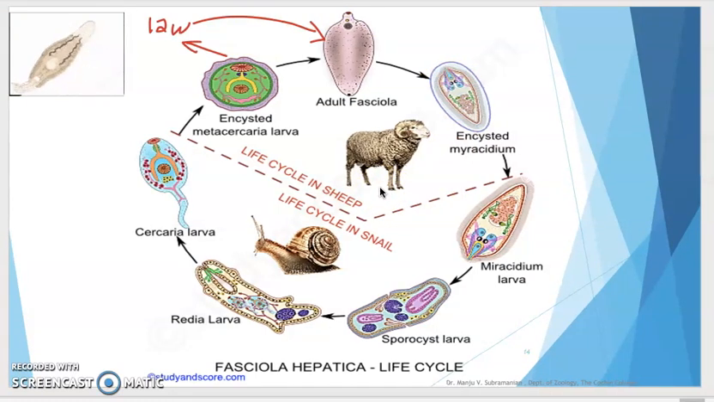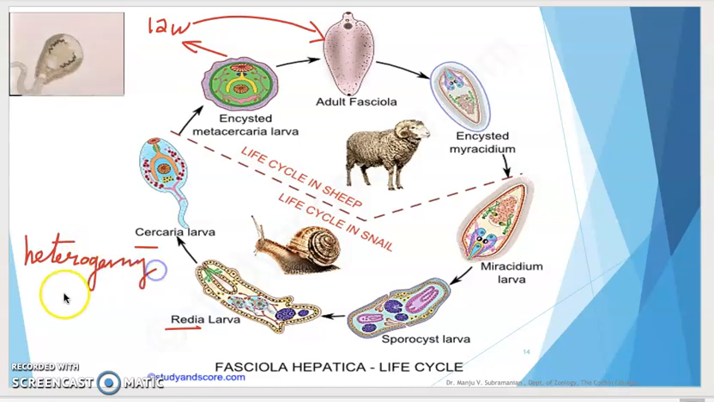So in the life cycle of Fasciola hepatica, the redia and the cercaria multiply their number parthenogenetically, which alternates with the sexual reproduction. This type of alternation of generation is called heterogamy or allogenesis. So in the life history of Fasciola hepatica, the redial larvae and the cercaria larvae multiply their number parthenogenetically, which alternates with sexual reproduction, and this type of alternation of generation is called heterogamy or allogenesis.